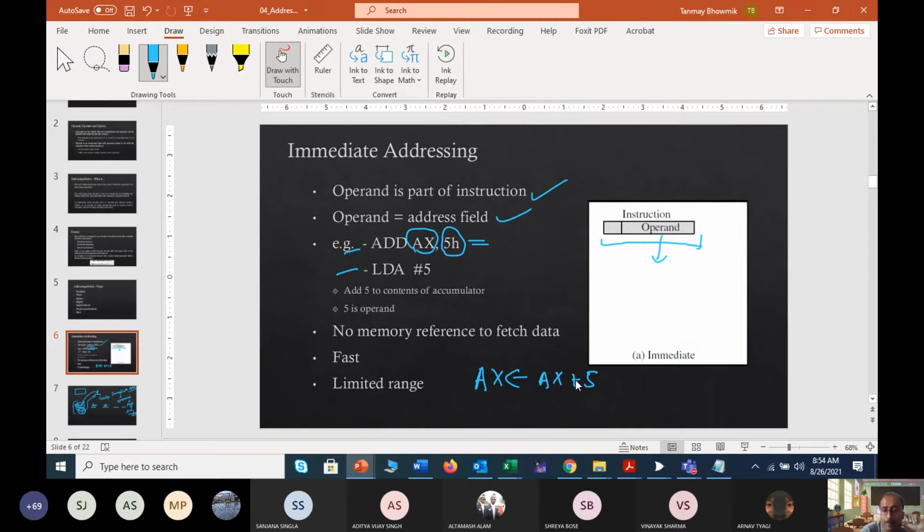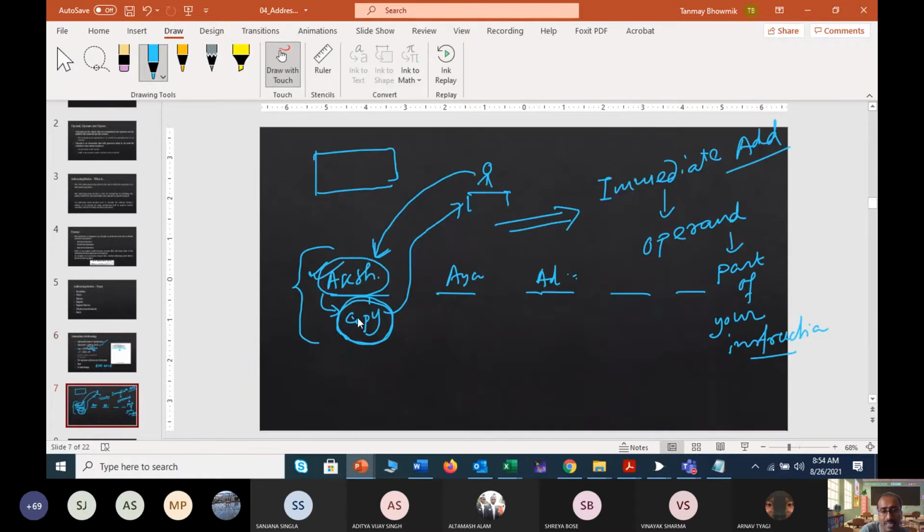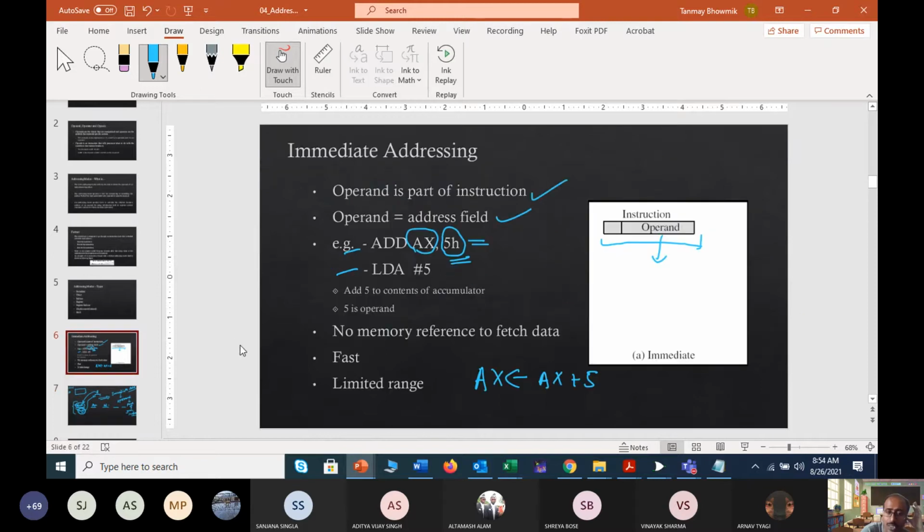So that means no separate memory location or memory reference is being used. This 5H is not stored in any other location. It stays with the instruction itself, just like this copy has not been stored in any other place like your hostel room or your residential address. It is staying with Akshat, right? So that is why he can easily pass me this copy. So this is the example of immediate addressing.